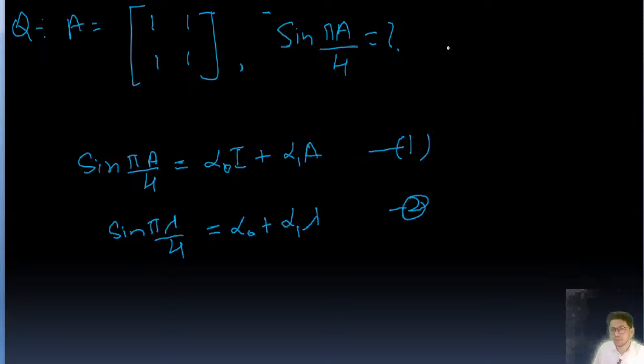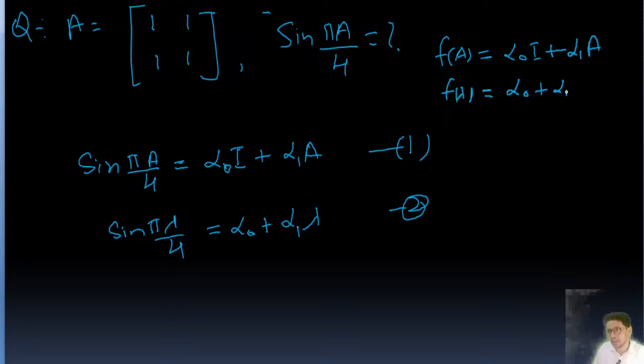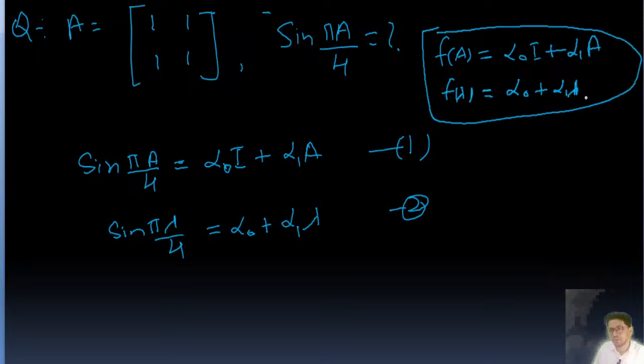So in general we can write it like this for a 2 cross 2 matrix. The function of A equals alpha naught I plus alpha 1 A, and the function of lambda equals alpha naught plus alpha 1 lambda. This is the general formula for a 2 cross 2 matrix.